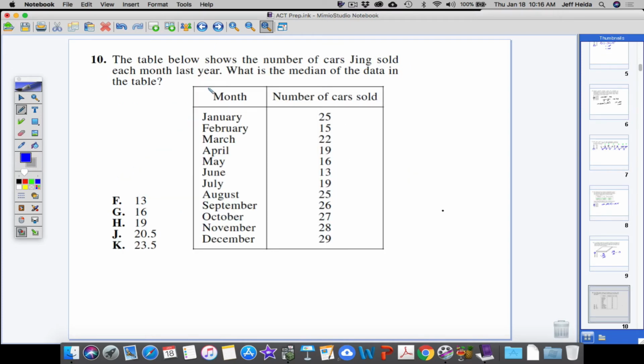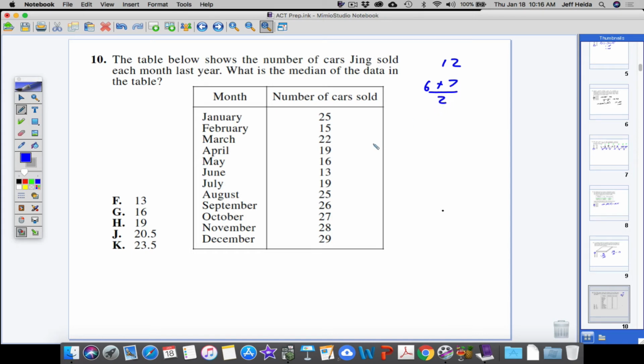Last problem of this video, problem number 10. The table below shows the number of cars Jing sold in the last month. What is the median of the data in the table? Well, median would be the middle term, so let's count how many terms we have. 1, 2, 3, 4, 5, 6, 7, 8, 9, 10, 11, 12. So we have a total of 12 terms, so the median is going to be the sixth term plus the seventh term divided by 2.